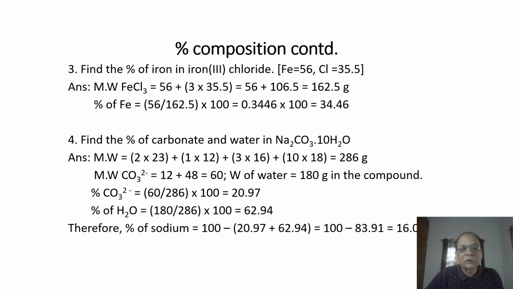Find the percentage of carbonate and water. Well, this type of problems are also asked in washing soda. The molecular weight of washing soda is 286 grams. Molecular weight of carbonate only is 12 plus 48, 48 for 3 oxygens, 3 into 16 is 48. Total 60. Weight of water is 10 into 18. H2O is equal to 18.